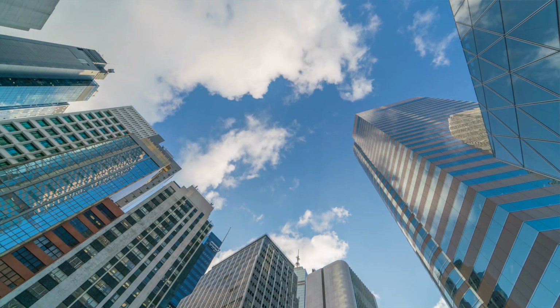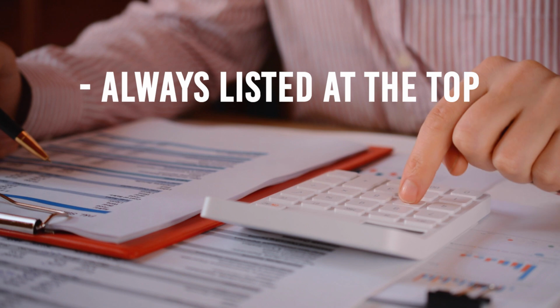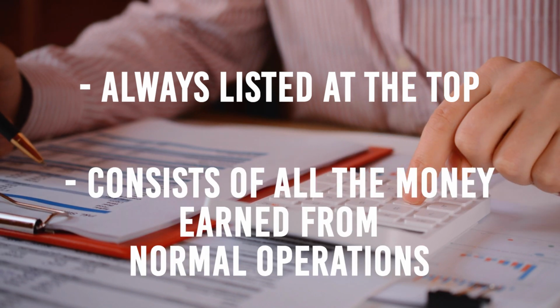So as with most things, it's easier to learn when looking at an example. So let's review the income statement for an imaginary company called a beer co. No relation. So at the top, you have everybody's favorite number, revenue. Revenue is always listed at the top and consists of all the money earned from normal operations. What I mean by normal operations is that it doesn't include these one-off things like selling a building that you had bought at a profit if that's not your main course of business.